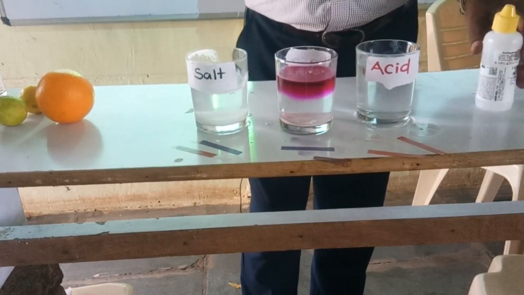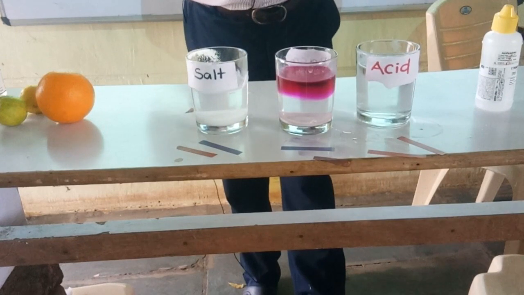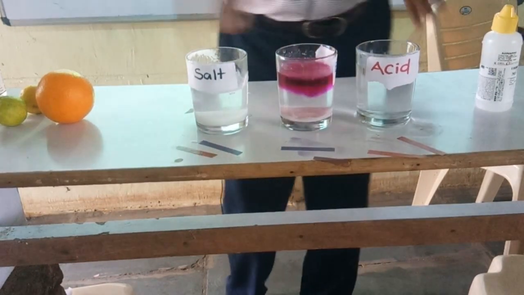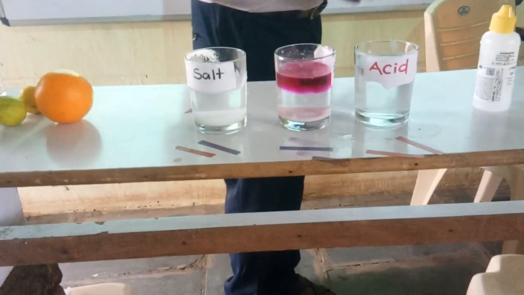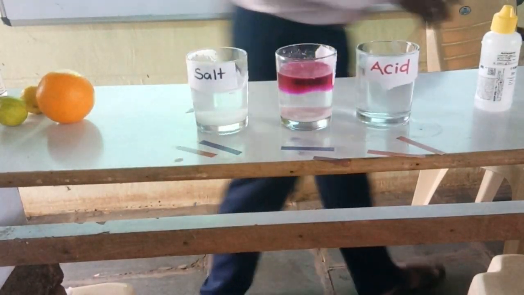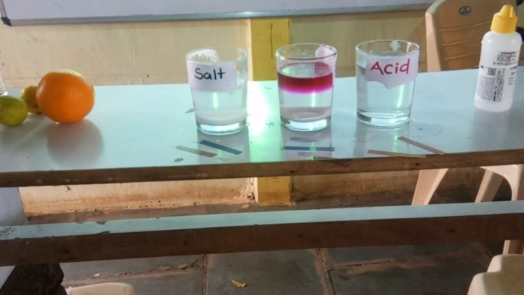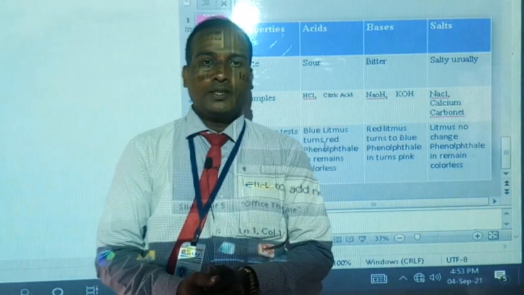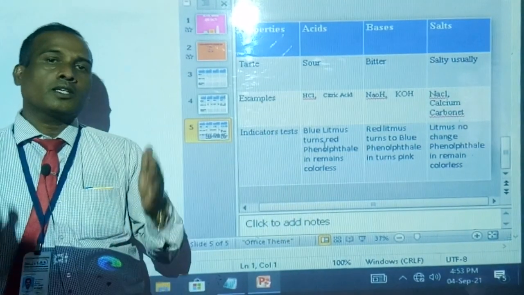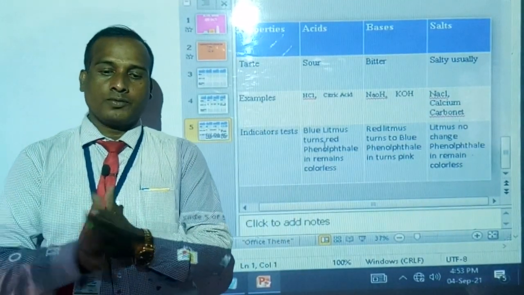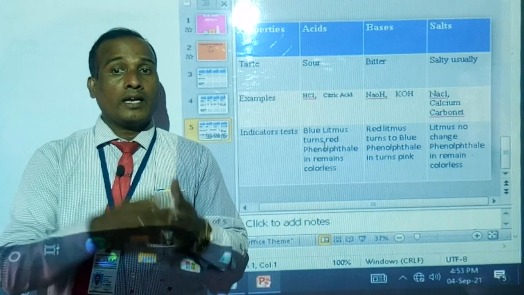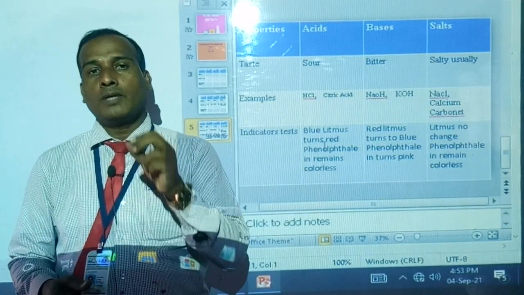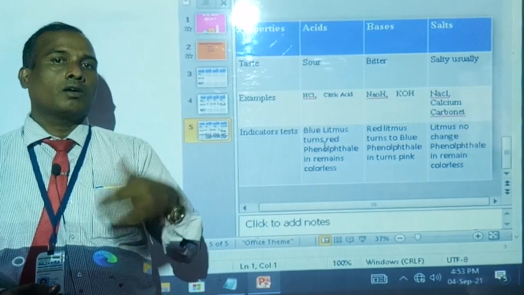Did you understand, students? I hope you have understood what acid, base and salt are. Okay, so now find our detective board. What is it showing? Okay students, I hope you have understood the difference between acid, base and salt, and how to detect whether a substance belongs to acid, base or salt.